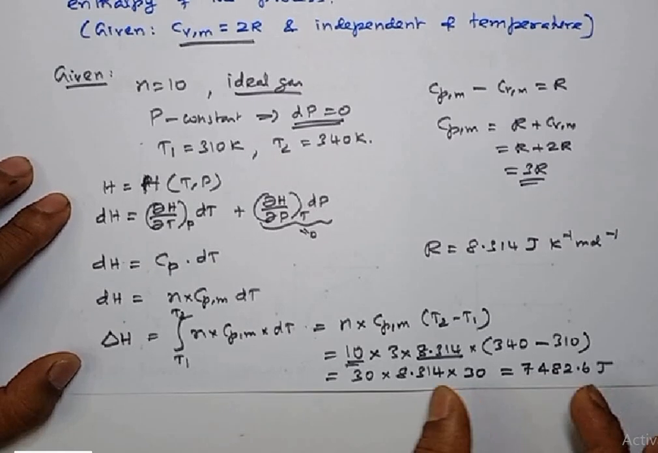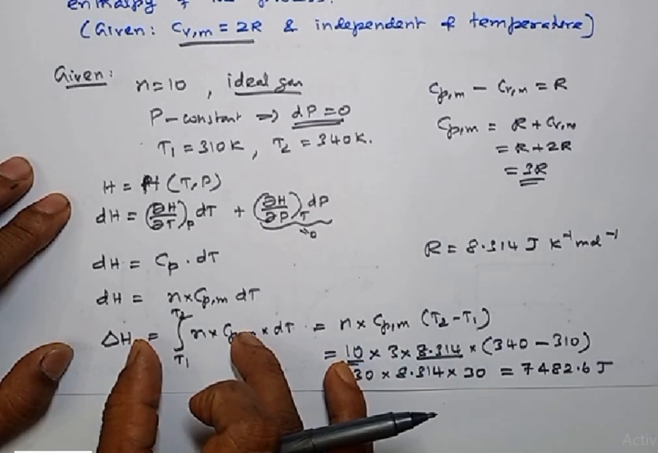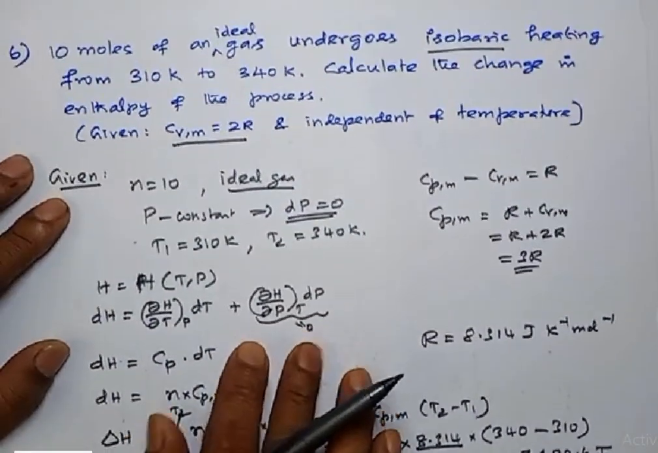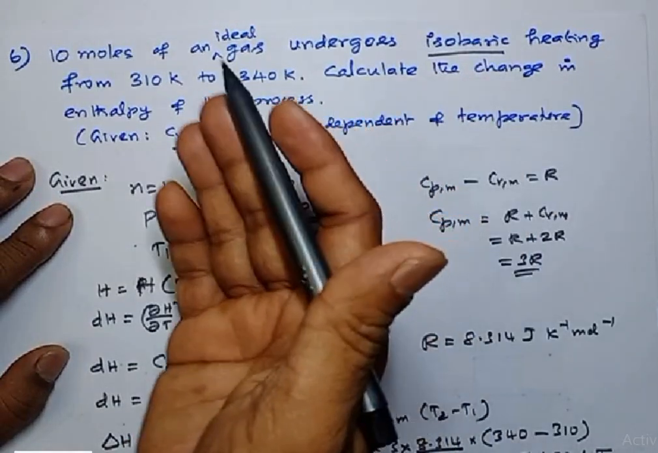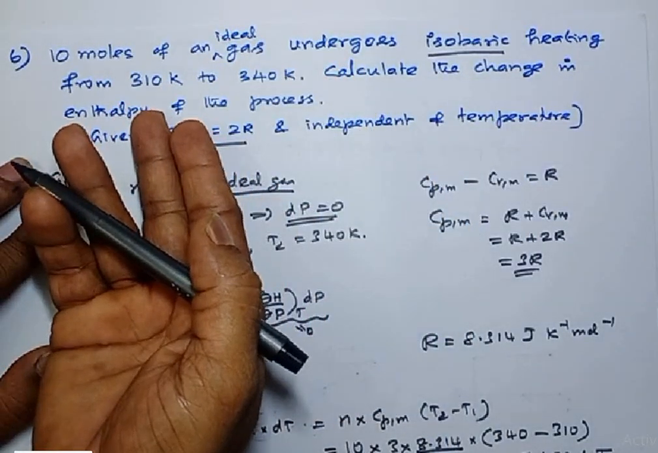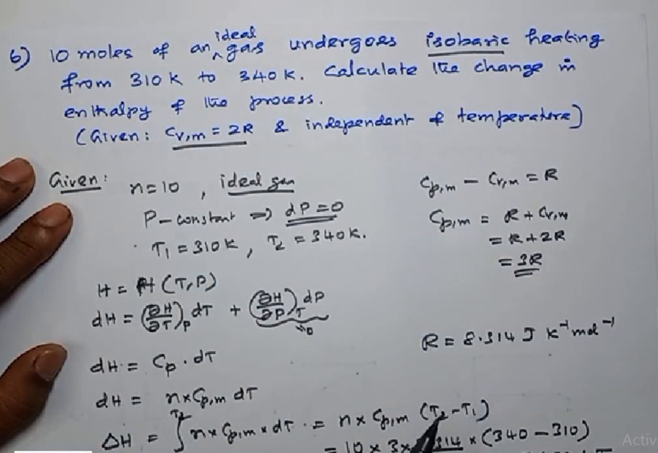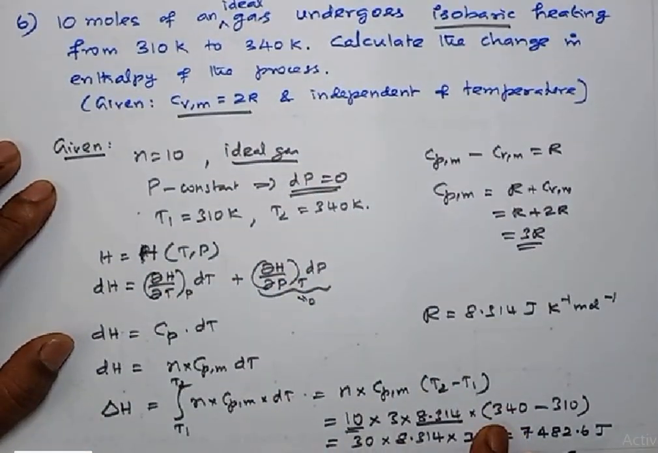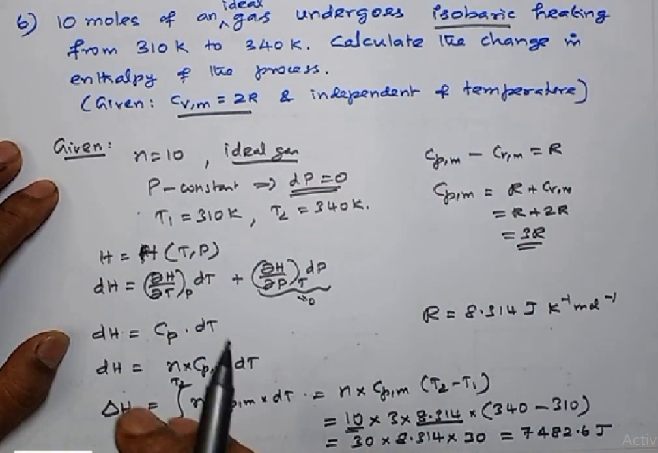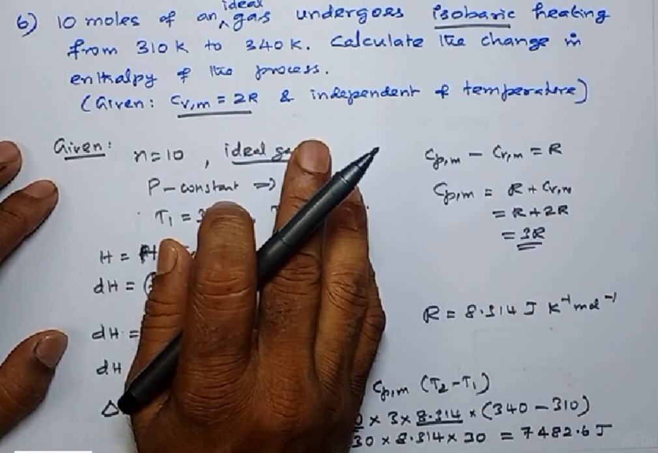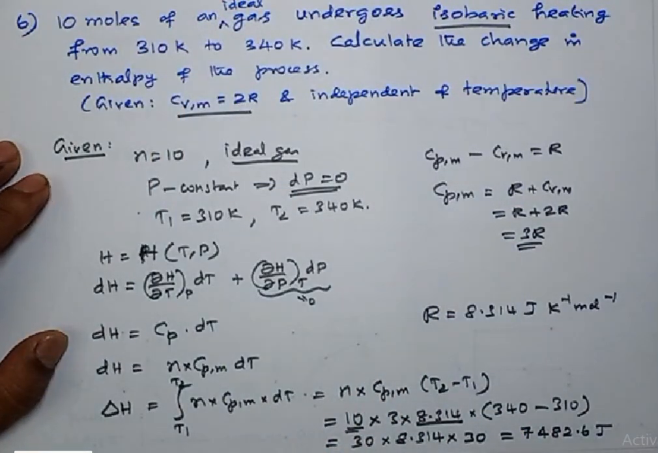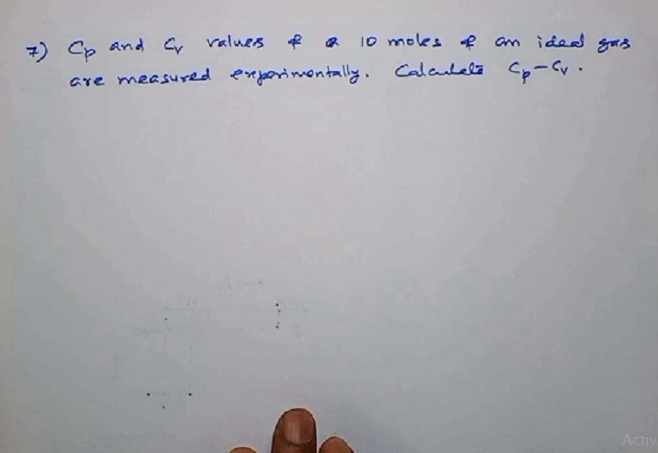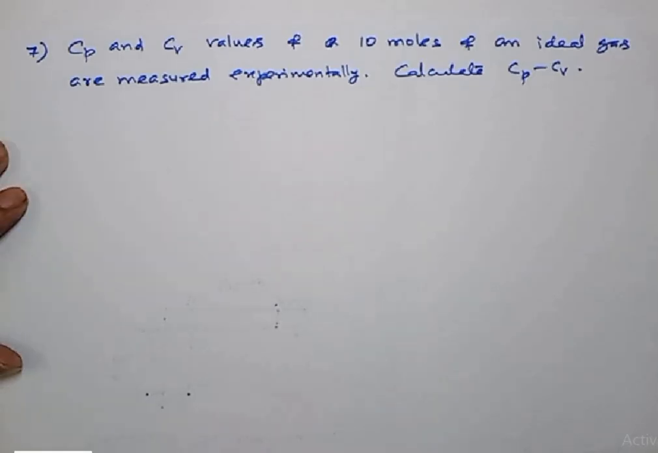So this is the change in enthalpy for the isobaric heating of an ideal gas from 310 Kelvin to 340 Kelvin. This is the method to find the enthalpy change whenever isobaric heating is given. And keep this also in mind, the gas given is an ideal gas. Okay, now let's move on to this question.